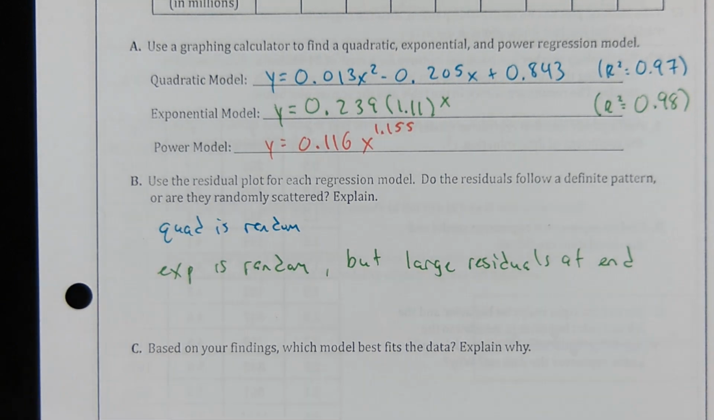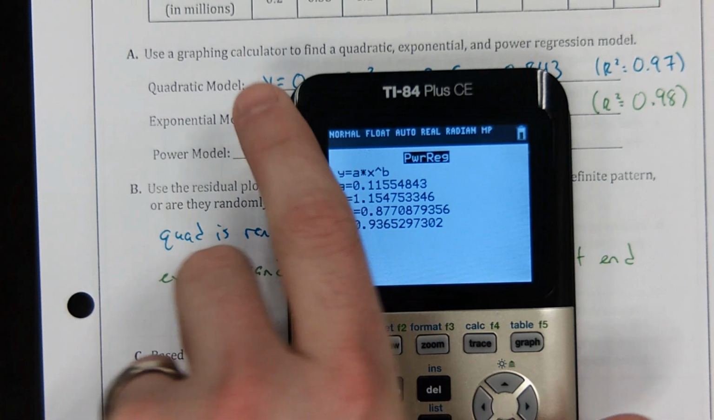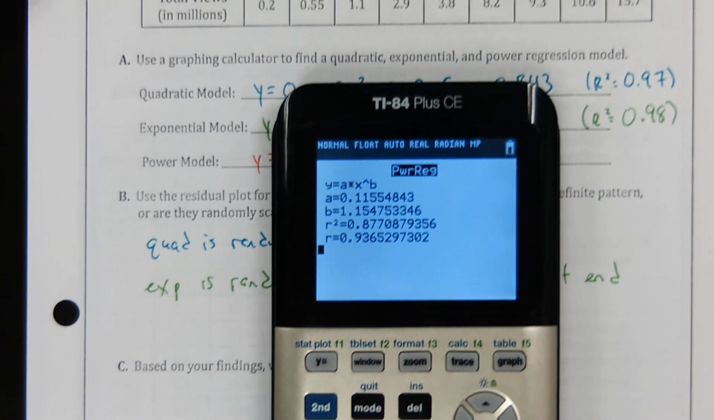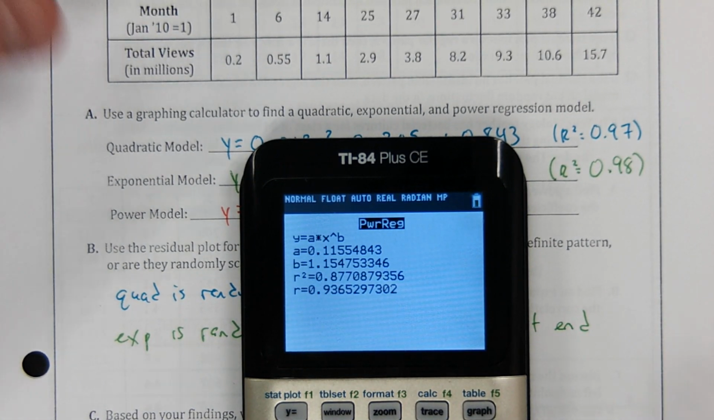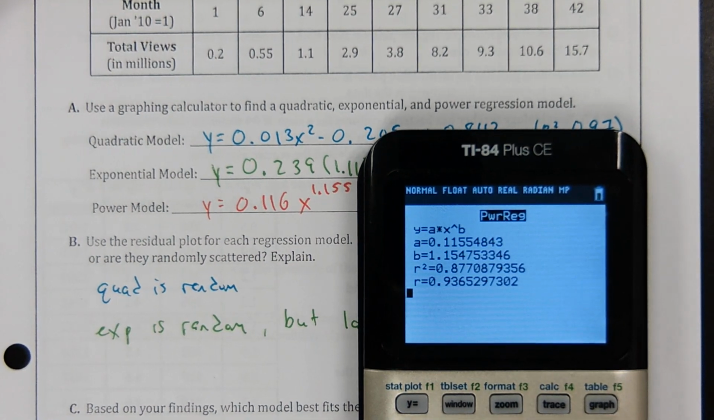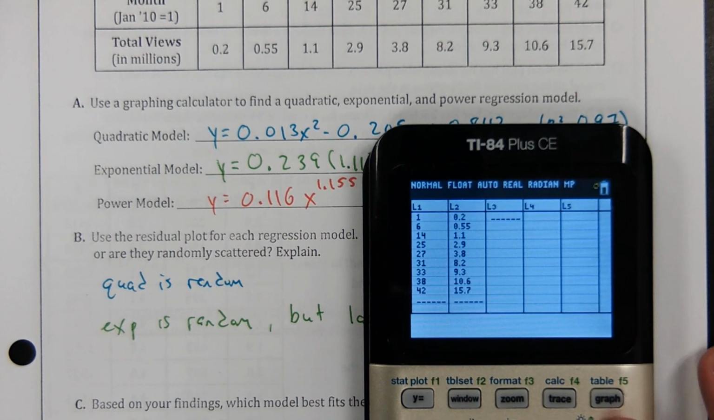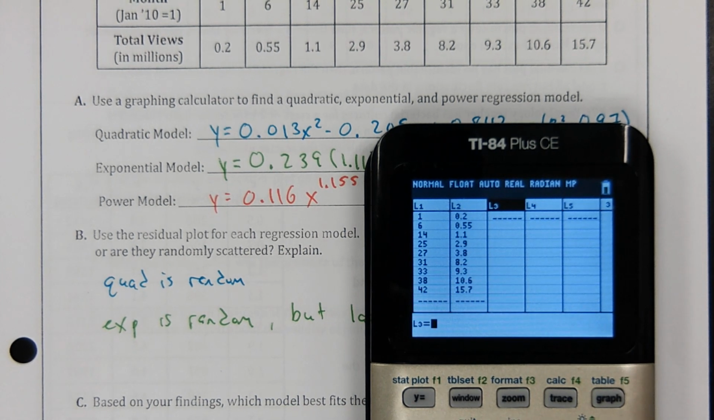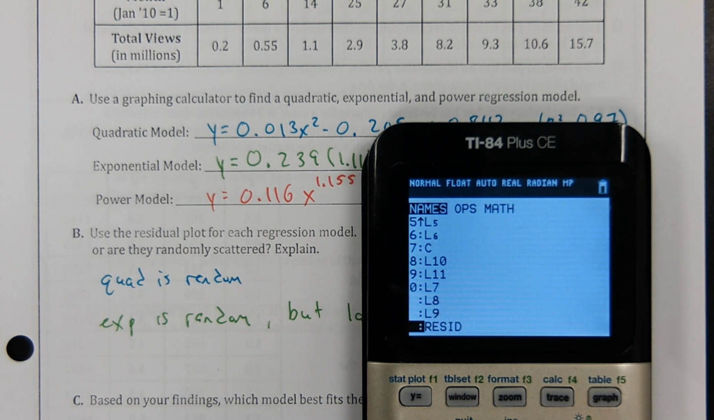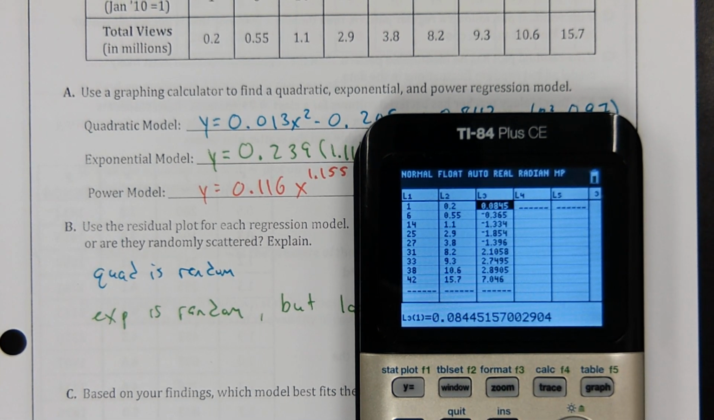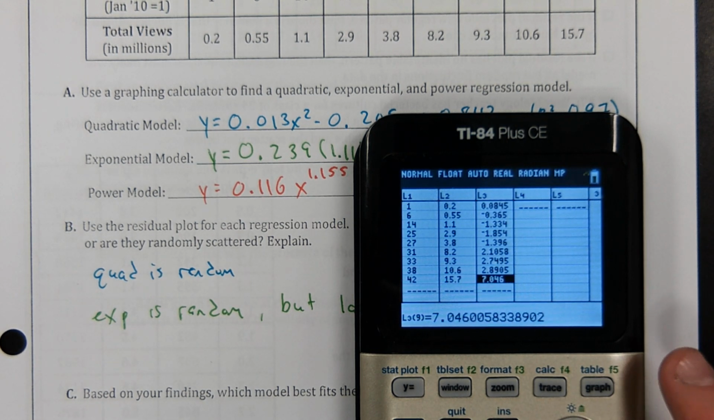I'm expecting the residuals to be awful, so to speak. Well, let's track them down. Oh, you can't see the equation. Let's track them down. Stat, edit, go to L3, enter. Second stat, residual, and wow. Our window will fit everything except for that last one, 7. Oh my gosh, that's awful.